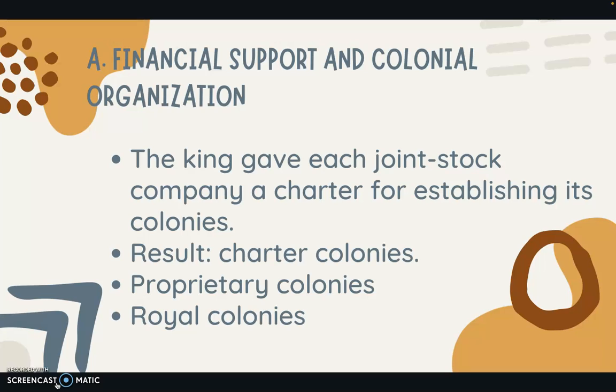Sometimes the king would borrow money, and if he didn't have the money to pay it back, sometimes he would give land to pay that debt. And actually, that's how one of the colonies was formed. So that's a proprietary colony. The men that received these pieces of land from the king were called proprietors, and they could govern their colony however they saw fit.